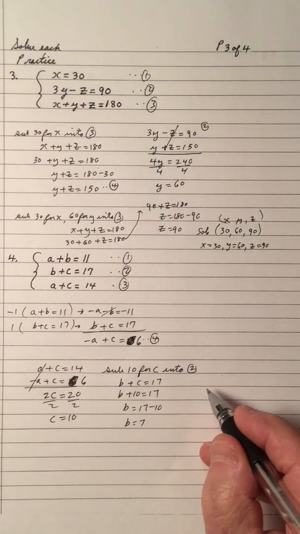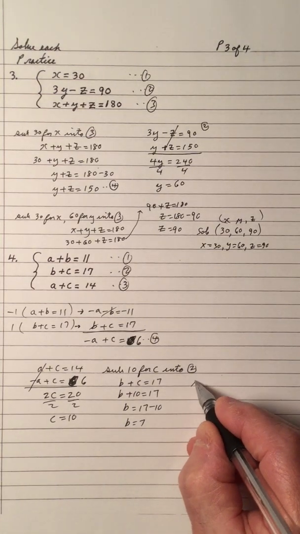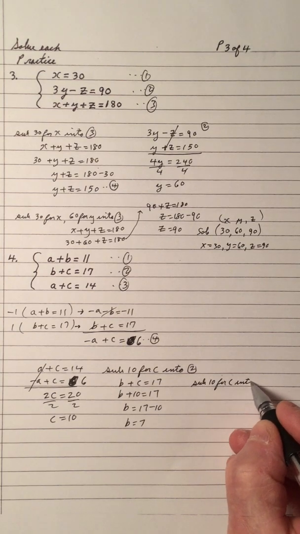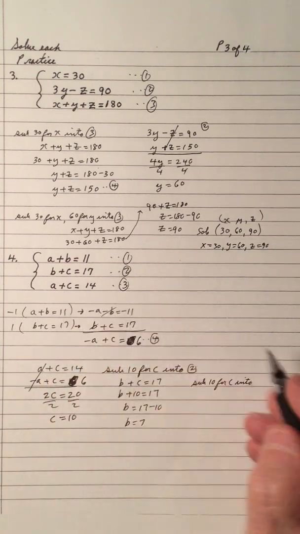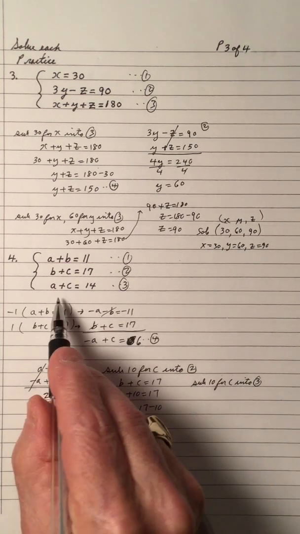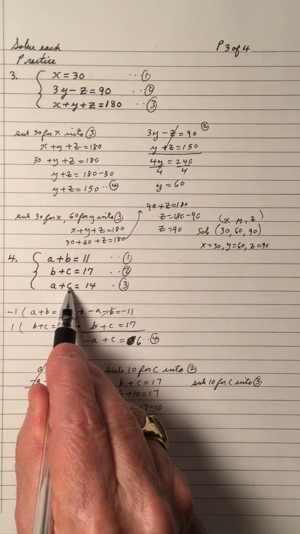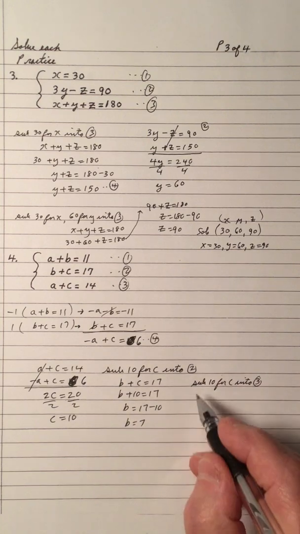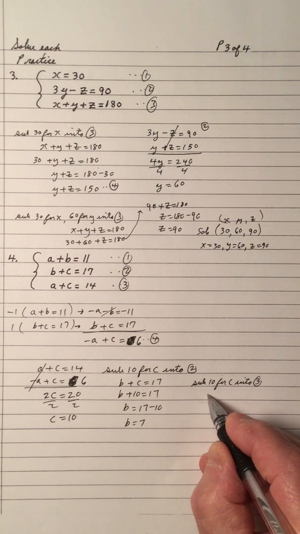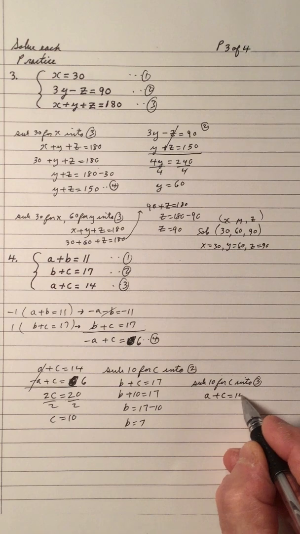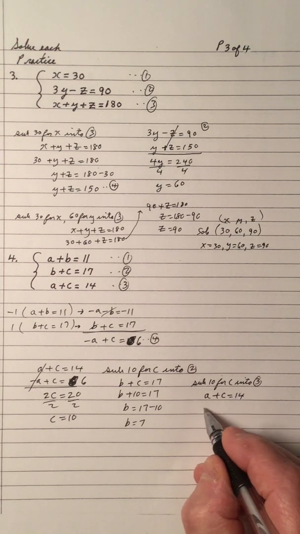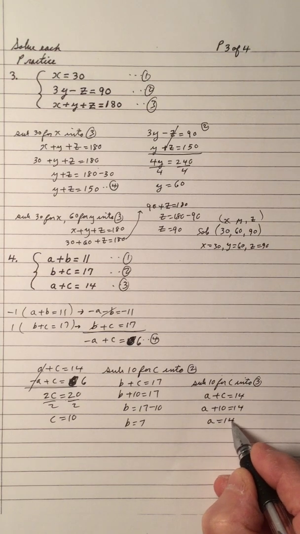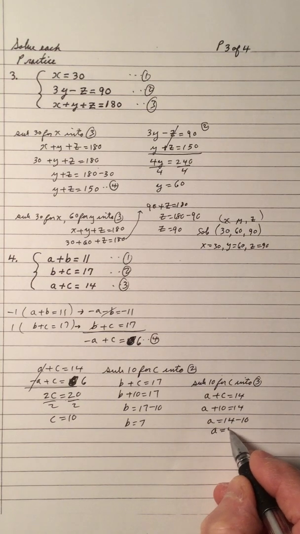And also, I'm going to sub 10 for C into number 3. Again, if you put 10 in here, you can see that A is going to become 4. So sub twice, so I write down number 3, A plus C is 14, and C is 10, so A plus 10 equals 14. A is equal to 14 minus 10, so A is 4.